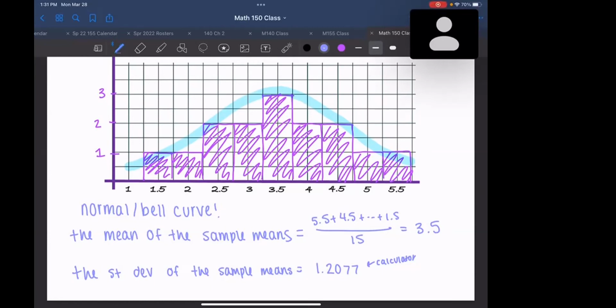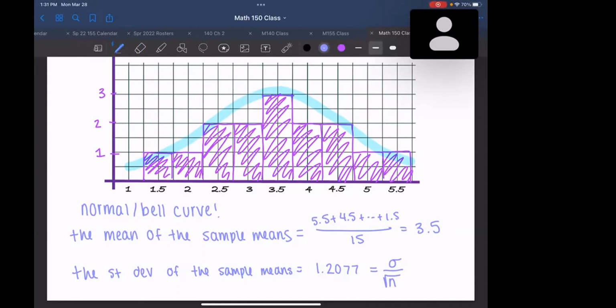Now I'm actually going to say there is a relationship between the standard deviation of the sample means and the population standard deviation. It actually turns out to be the population standard deviation over the square root of our sample size, which was 2. That's kind of how it ended up here.